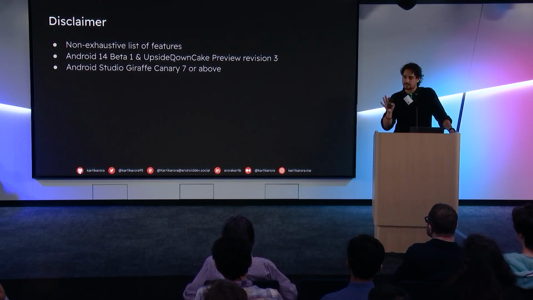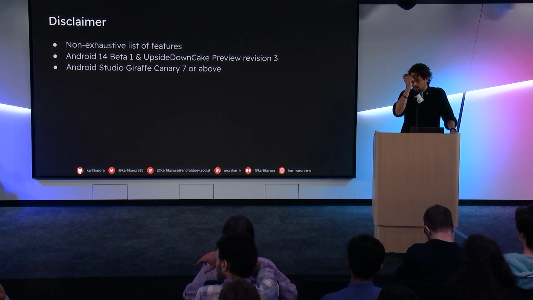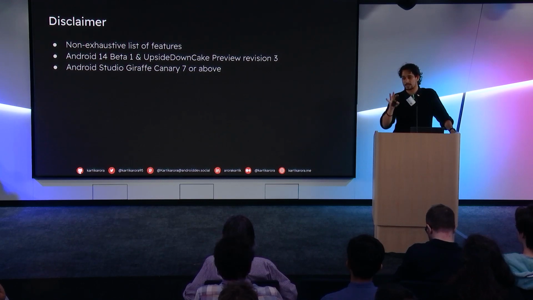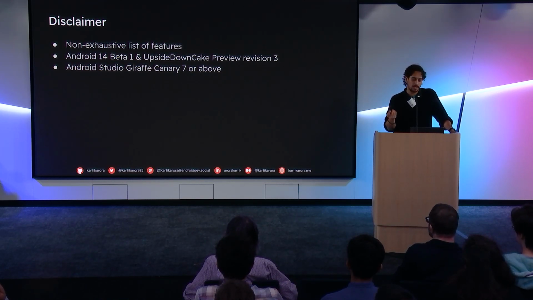Just a disclaimer, this is a non-exhaustive list. There are more features, but I just picked the 6 I could actually explore in my free time and quickly document. This is all based on Android 14 Beta 1, which was released a couple of weeks ago, using the Upside Down Cake Preview Revision 3, which is the equivalent of Beta 1 but on the emulator. And obviously, I had to use Android Studio Giraffe, which is in Canary right now. Oh, wait, it went to Beta 1 today, which is great. So you need these 3 at the minimum to try out any of the features I'm talking about.